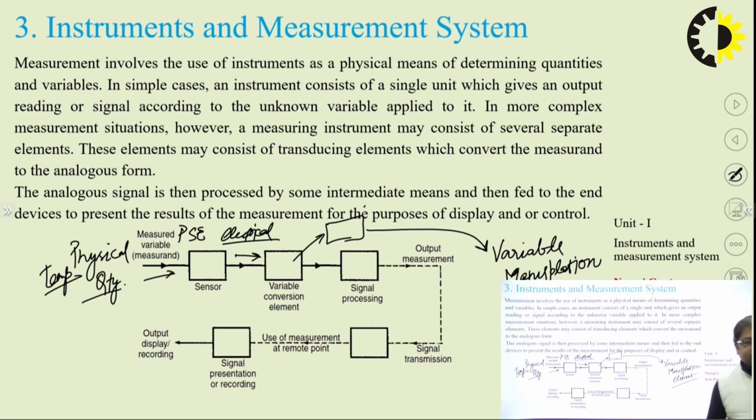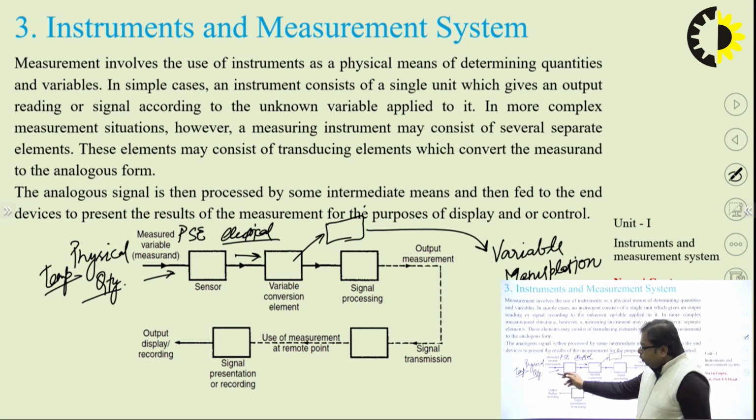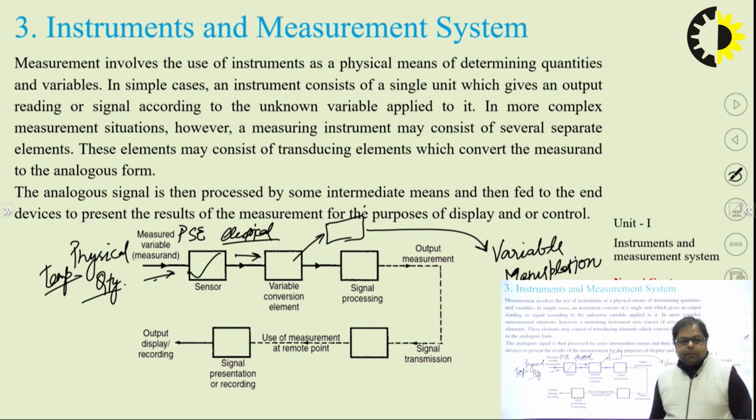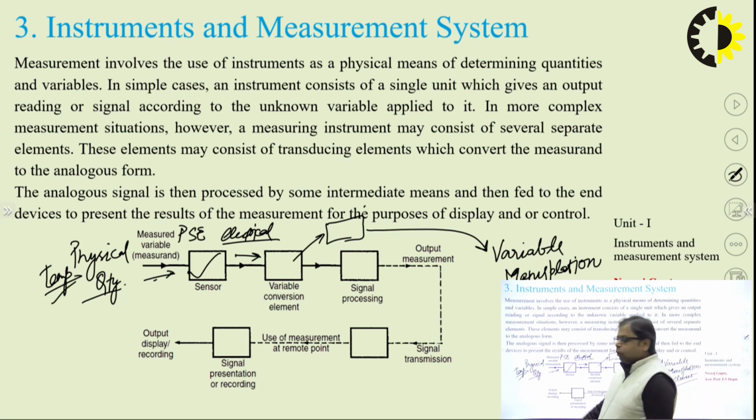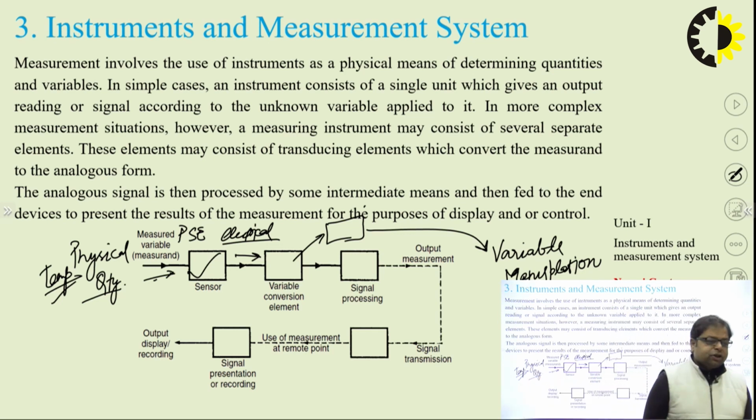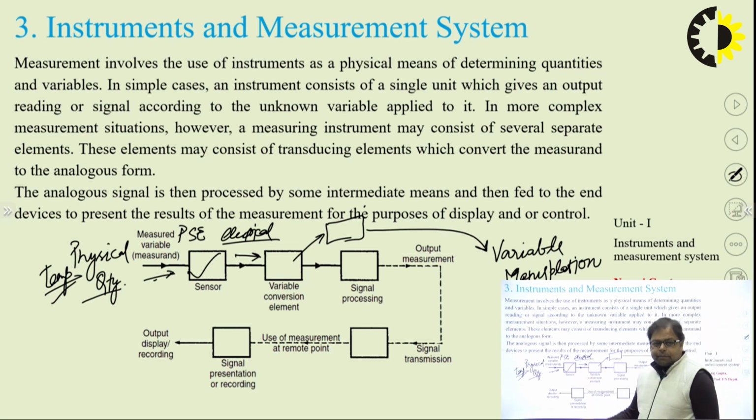Variable manipulation element basically does this: the quantity which was coming out of the primary sensing element, that was analogous to the physical quantity. That is, if we were talking about temperature, then in terms of input, whatever temperature was coming in, that electrical quantity is being generated.